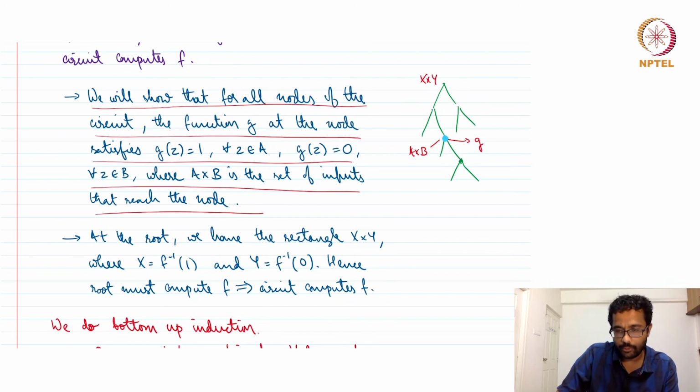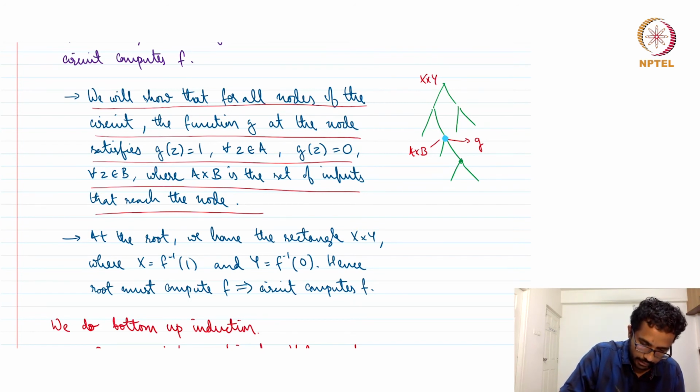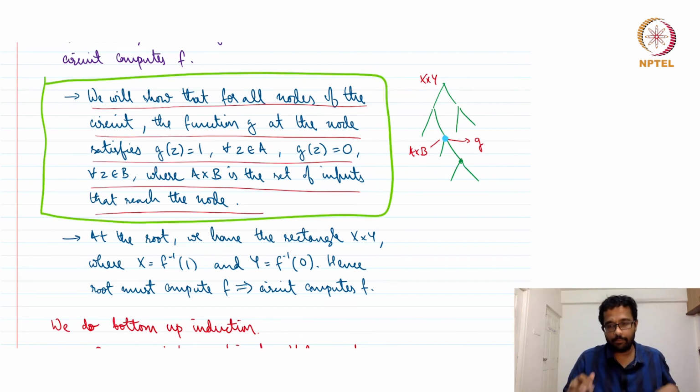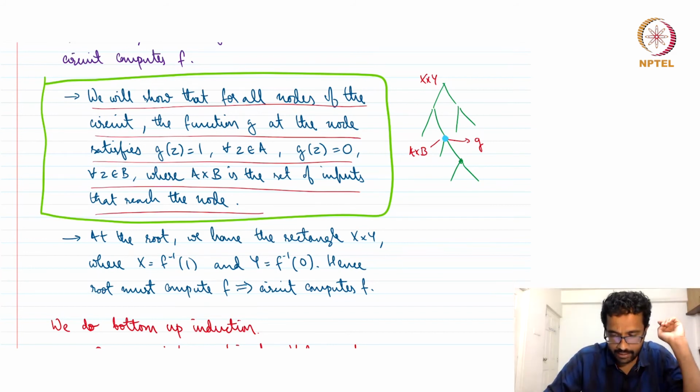Whatever function is computed at the root, we know that f of x is equal to 1 for all the x's in x, and f of y is equal to 0 for all the y's in y, which is exactly the function that we were trying to compute. So the root must compute f if this red underlined claim is true. So the claim to be proved, I'll put this in the green box, is the claim to be shown. We have transformed the protocol into a circuit, and now we have to show that this circuit works. And I have just described that it is enough to prove this claim.